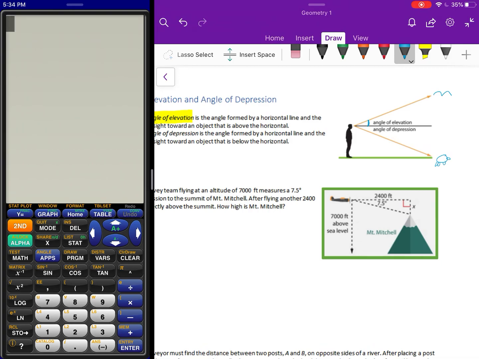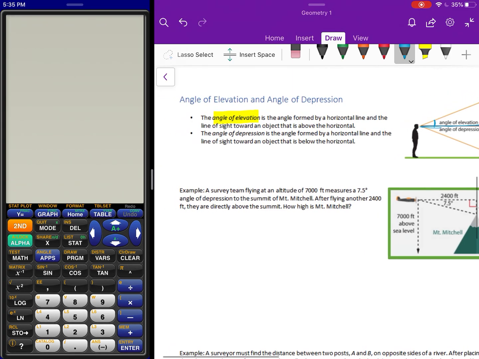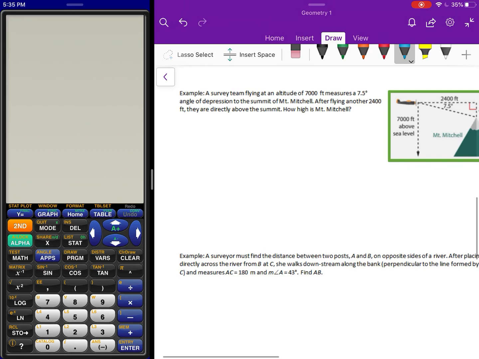If he's looking down at a tortoise, tortoise with an extra leg, angle of depression. All right, so that's what those two angles refer to. So it's compared to the horizontal, and then the line of sight either above the horizontal is elevation, below the horizontal is angle of depression.